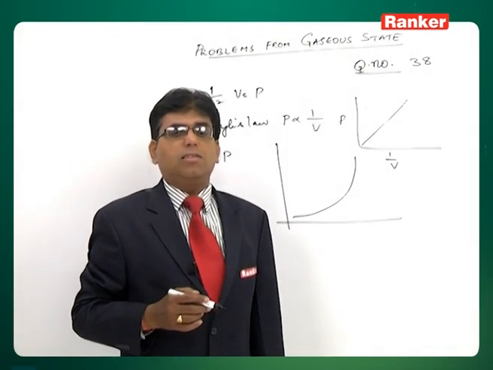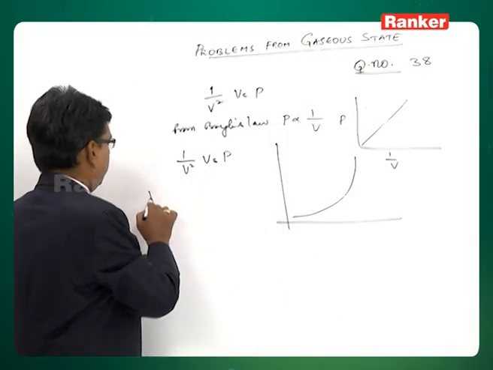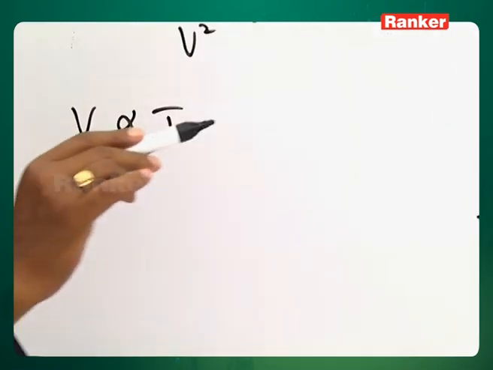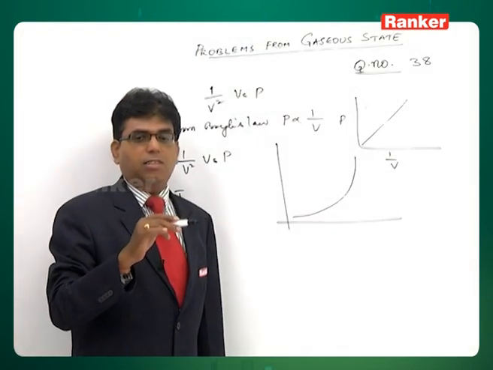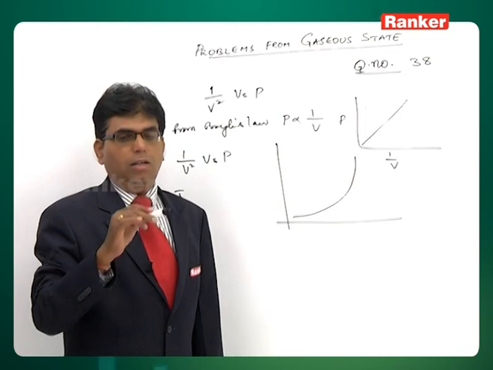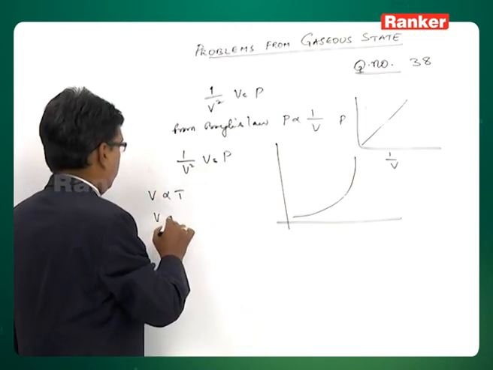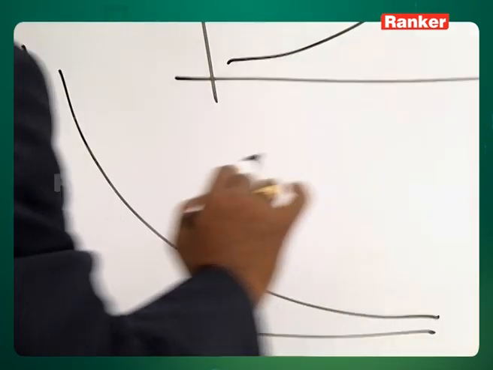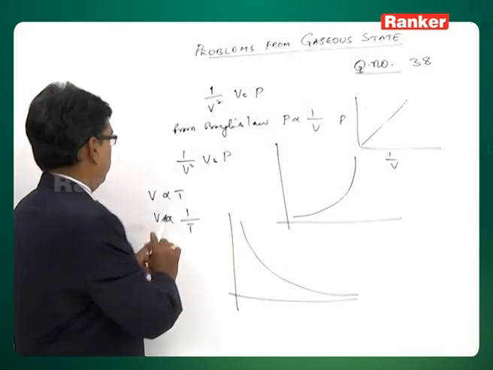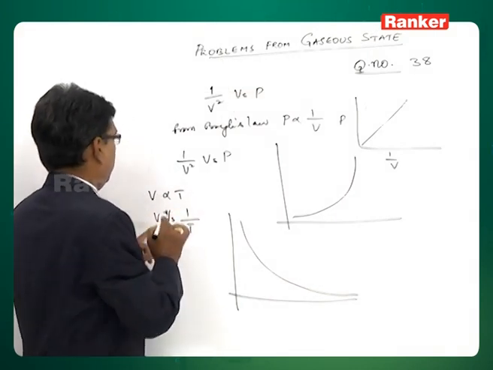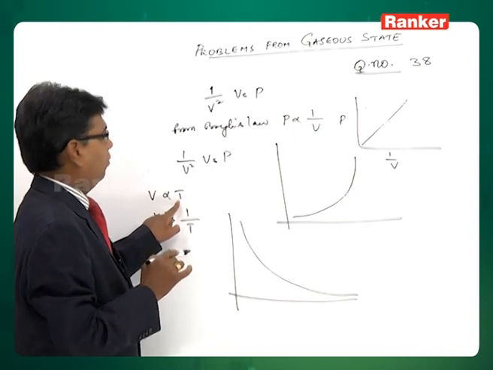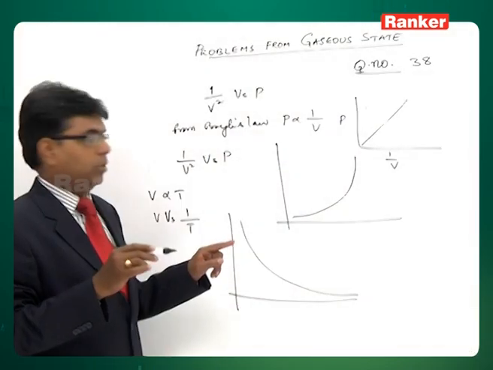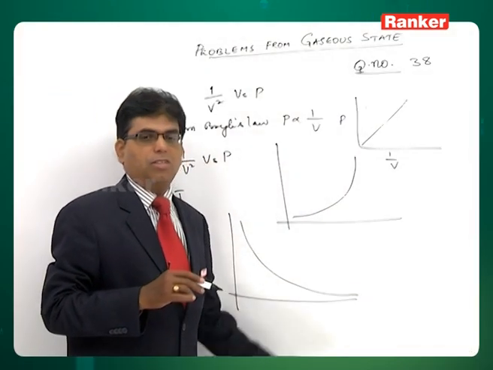Next, second is v versus 1 by t. Actually v is proportional to t. So when v is proportional to t, that is the Charles law graph. For that Charles law graph, what we will get is a straight line. Now it is v versus 1 by t, so it will be a decreasing graph. So it will be an exponential decrease.